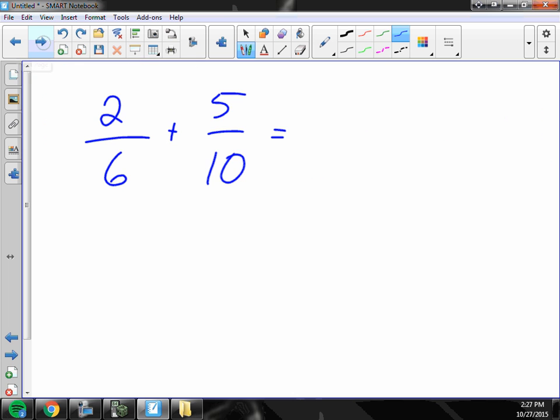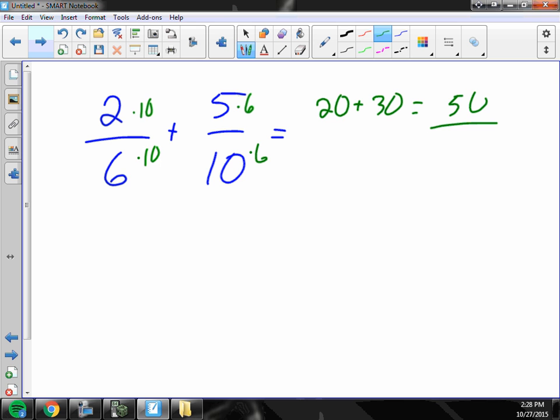Okay. So today, we are dealing with unlike denominators. Now, one way to solve unlike denominators, and this will always work, although I don't really recommend it, is to multiply each fraction by the denominator of the other fraction. So I can multiply this one by 10 over 10, and this one by 6 over 6, and I get 20 plus 30 is 50 over 60, which simplifies down to 5/6.